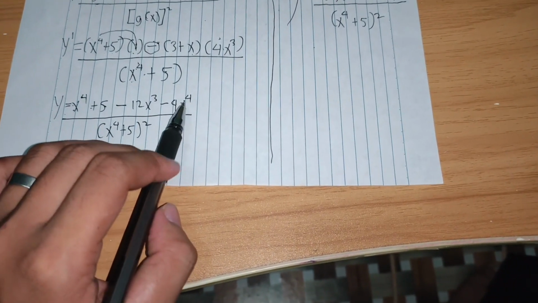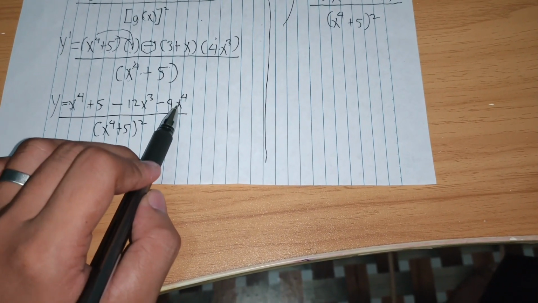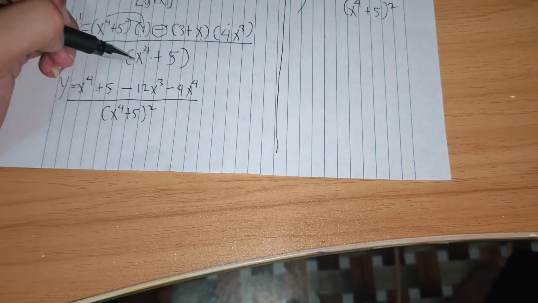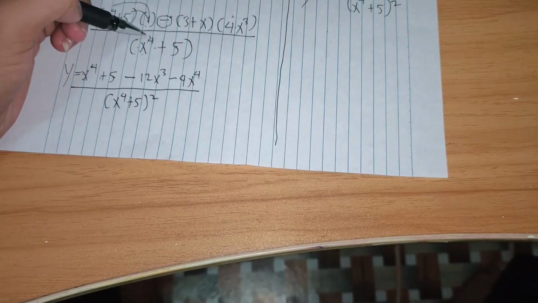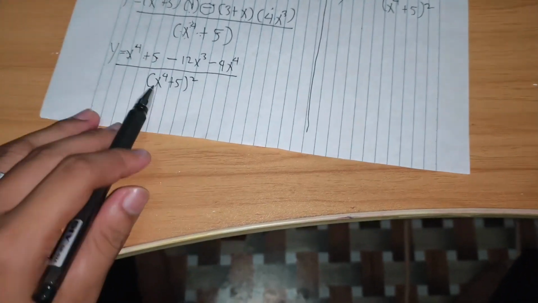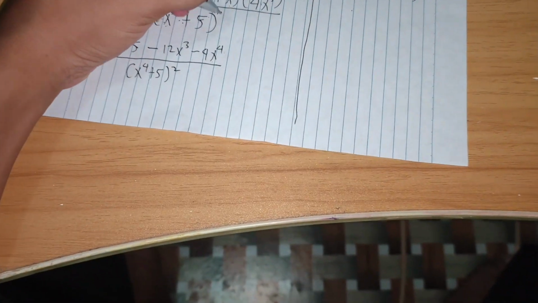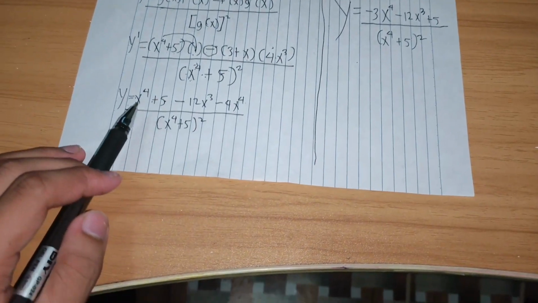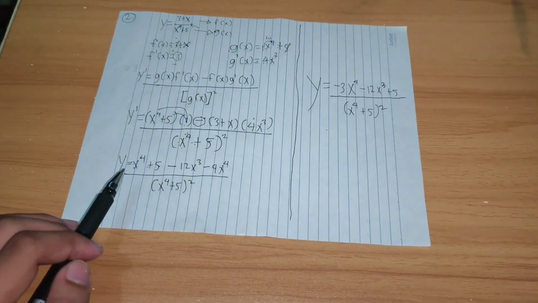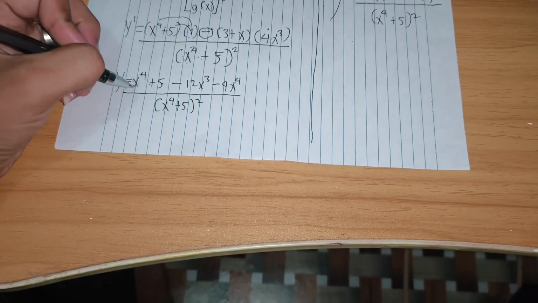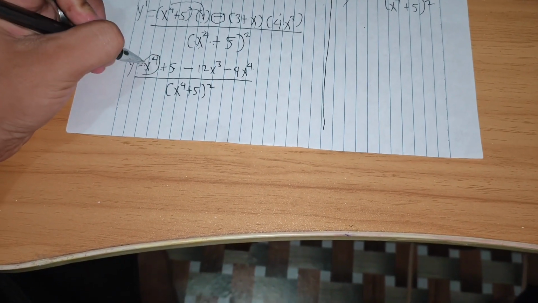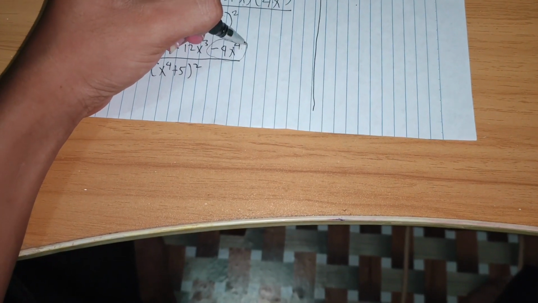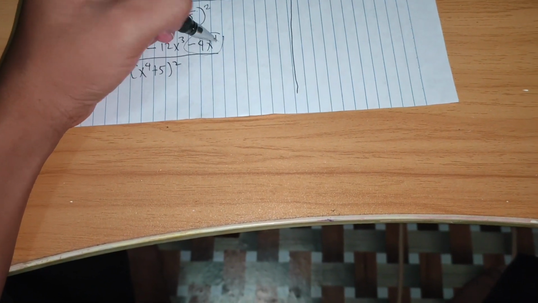After that, we will get negative 4x to the power of 4 all over x to the power of 4 plus 5 squared. Now, after this, we will be combining like terms, since we have x to the power of 4 and negative 4x to the power of 4.